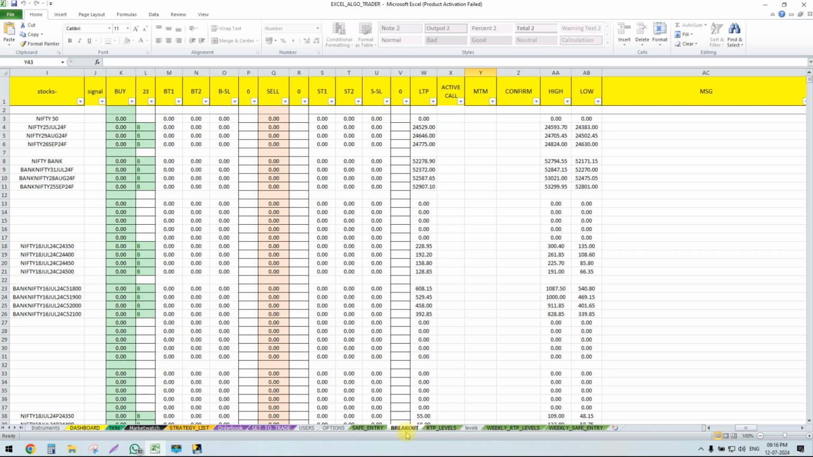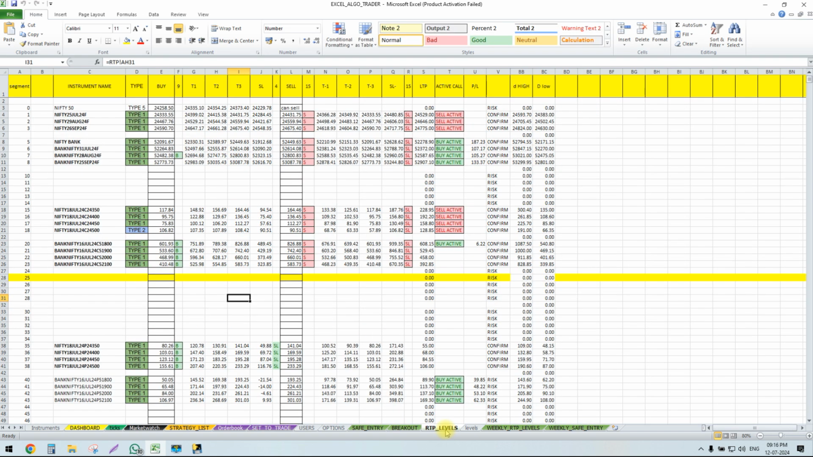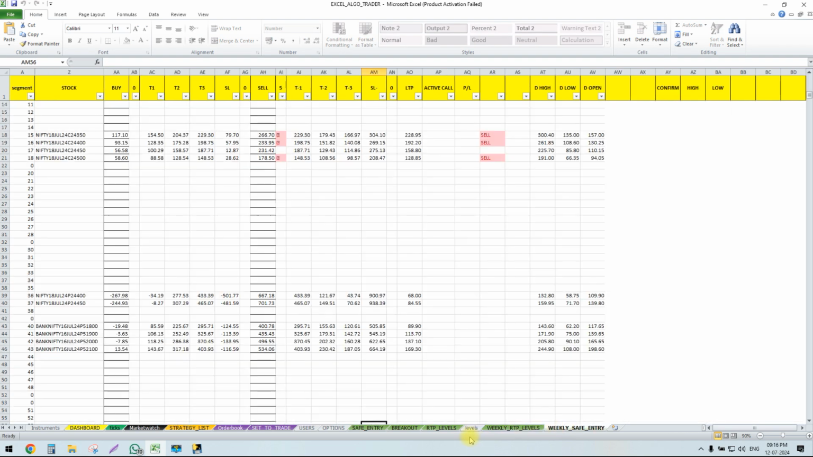Breakout strategy is called the most important strategy in our website, in our software. This is the breakout strategy. As you can see here, our breakout strategy is open. These are RTP levels, one of the strategies. Weekly RTP levels and weekly safe entries.